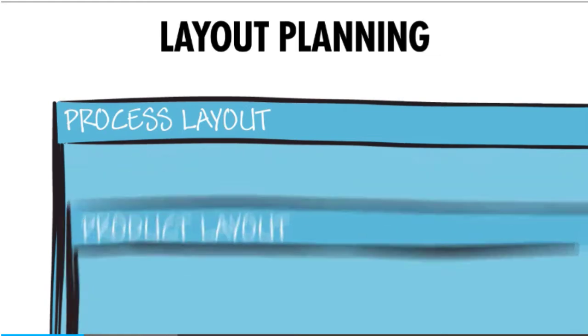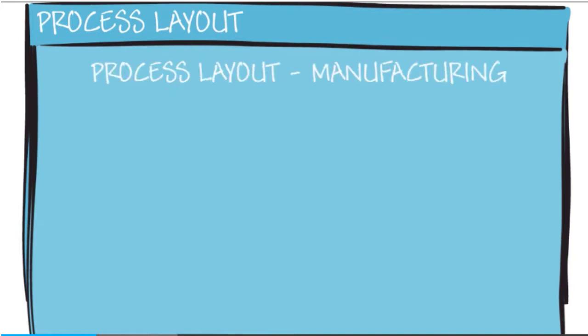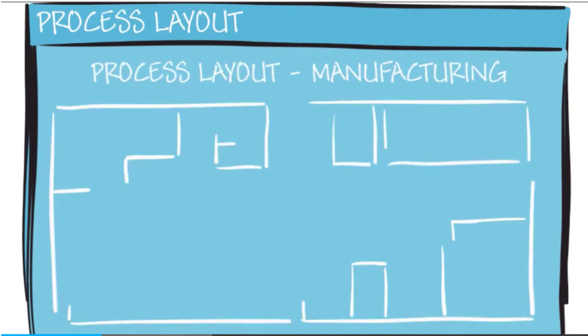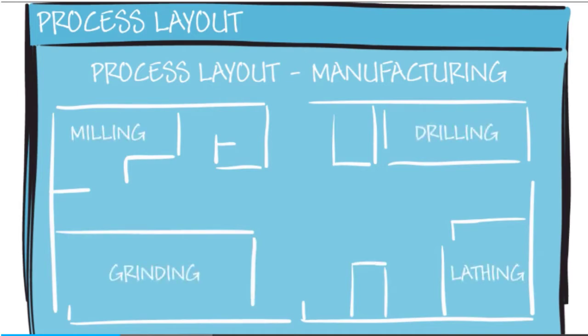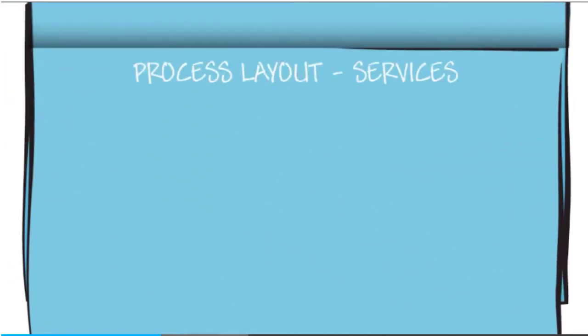strategy. In a process layout, the physical space is organized by function. The classic example of a process layout is a machine shop, where there are workstations or areas for milling, grinding, drilling, and lathing. As each job is completed, it will be directed to the appropriate workstation. This layout is flexible as it allows many different types of jobs to be completed without a change to the physical layout. Similarly, a process layout can be used for services.